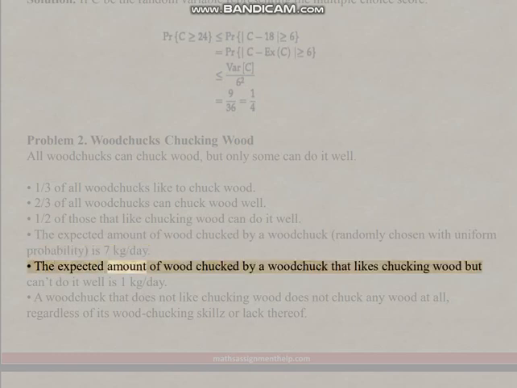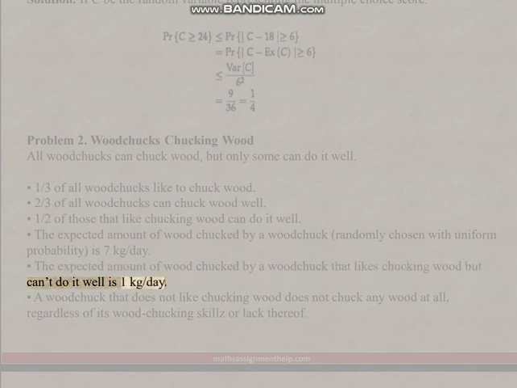The expected amount of wood chucked by a woodchuck that likes chucking wood but can't do it well is 1 kilogram per day. A woodchuck that does not like chucking wood does not chuck any wood at all, regardless of its woodchucking skills or lack thereof.